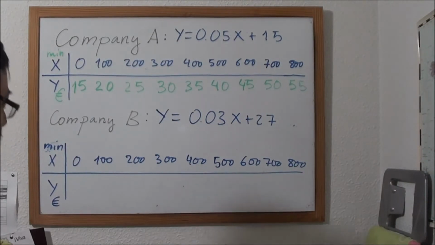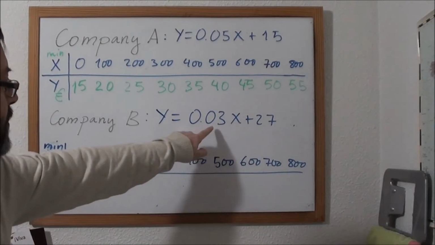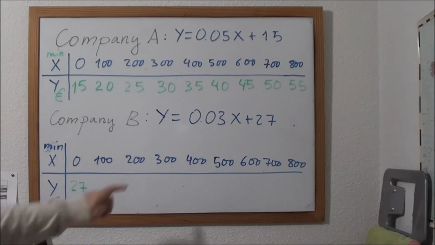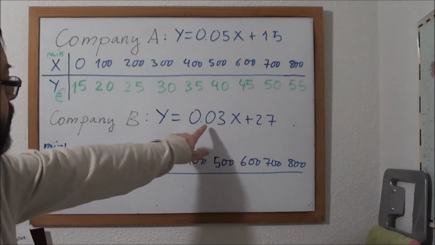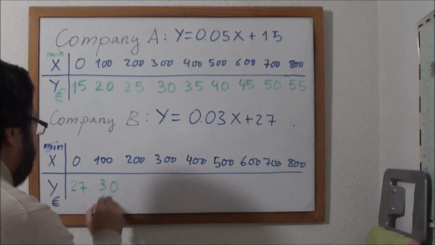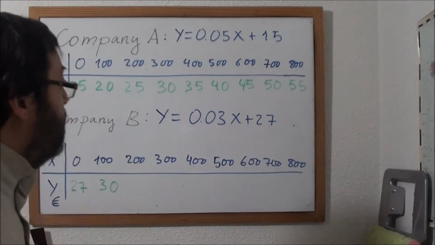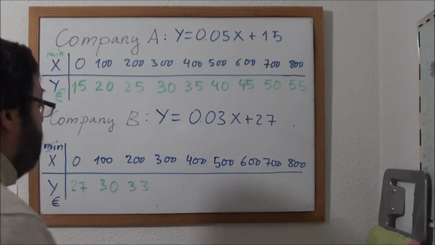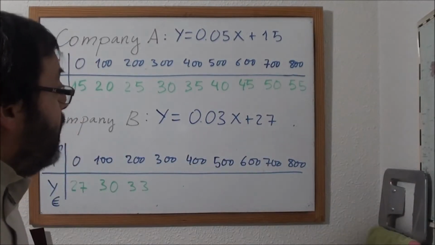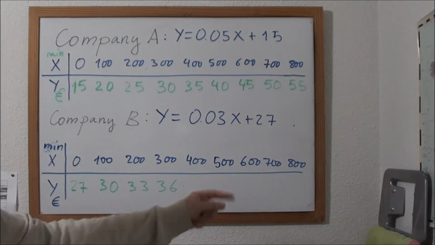Okay, and let's do the same calculations. So for 0, replace it here. 0 times 3 cents is 0, so we pay 27. Here for 100, 100 times 0.03, it would be 3, so plus 27, it would be 30. For 200, 200 times 0.03, it would be 6, plus 27, it would be 33. For 300, it would be 9, plus 27, it would be 36. Do you get the gist of it?